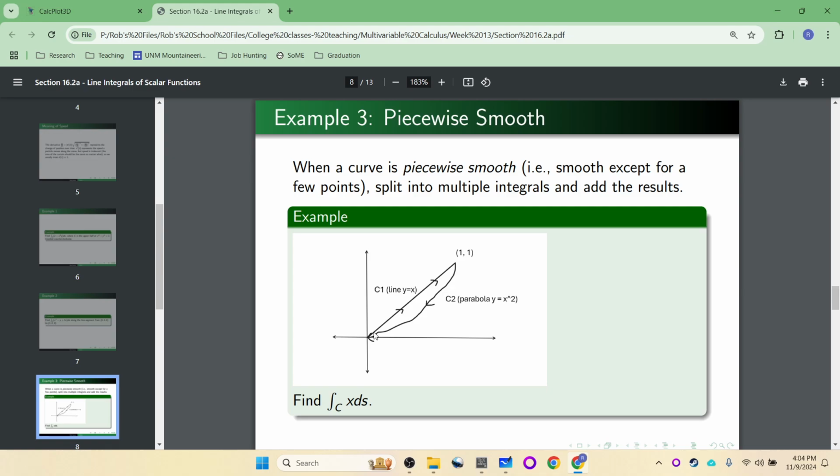And so this is what's called a closed curve because it comes back to itself. C1 here is the line y equals x. C2 is the parabola y equals x squared. They both go from 0, 0 to 1, 1. All right, so C1 is r of t, y equals x, so it's t comma t. X is t, y is t. t goes from 0 to 1.